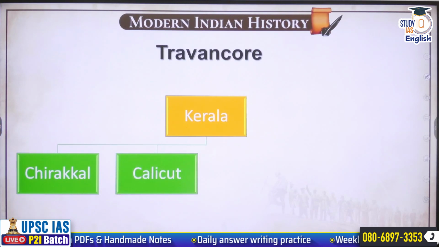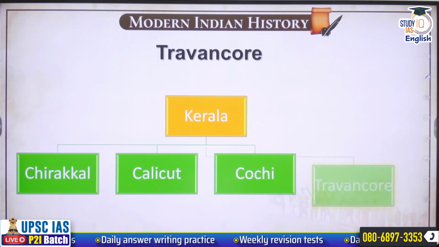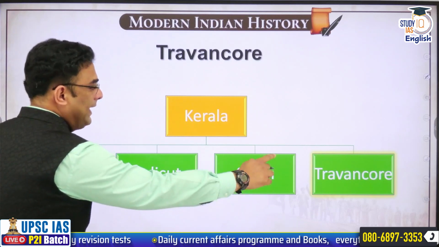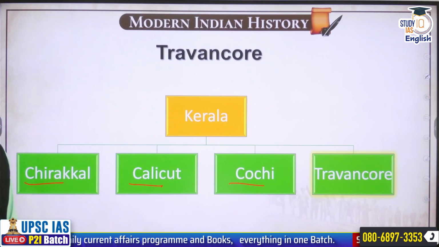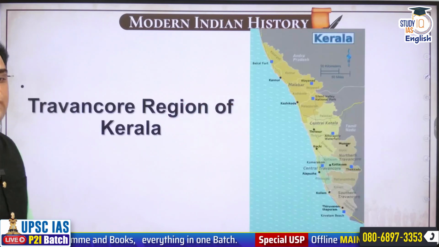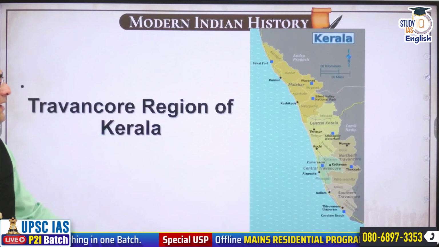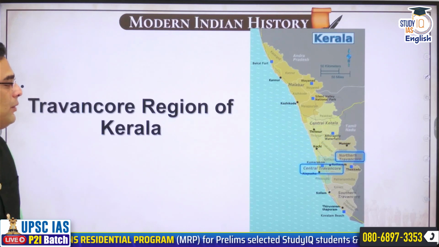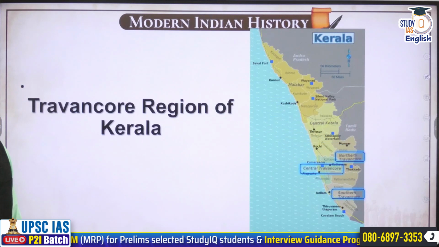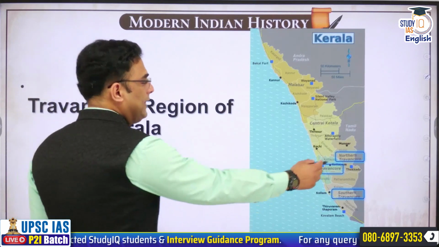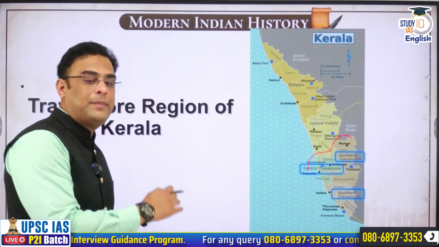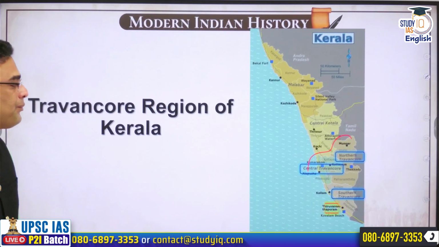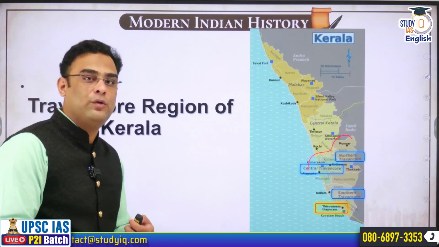Travancore was one of the 4 states that Kerala had. The first being Chirakkal, Calicut, Kochi, and the last one, the most important of all, was Travancore. Now let us see on the map where exactly it is located. So this is northern Travancore, central Travancore, and southern Travancore. As you can see on the map, the southern part of Kerala as such, that part was where Travancore was located, with its capital of Thiruvananthapuram.